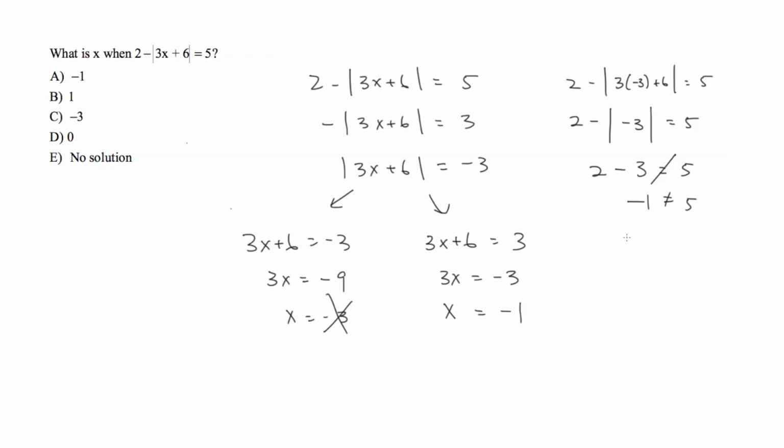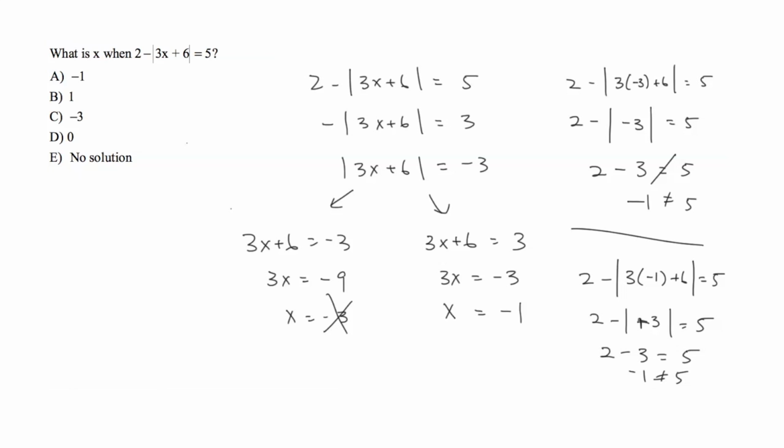So let's hope that negative 1 works, or else we have to choose no solution. But again, we plug this in, we get 2 minus the absolute value of 3 times negative 1 plus 6, and that's equal to 5. We have 2 minus the absolute value of negative 3 plus 6, which is 3, and that's equal to 5. And 2 minus 3 again is equal to negative 1, which is not equal to 5. So both our answers, negative 1 and negative 3, do not work. No solution would therefore have to be the answer.